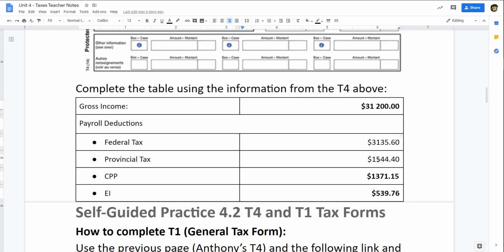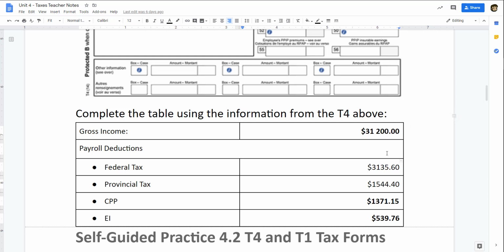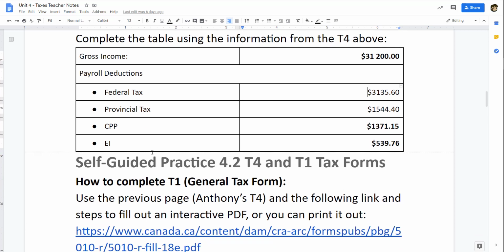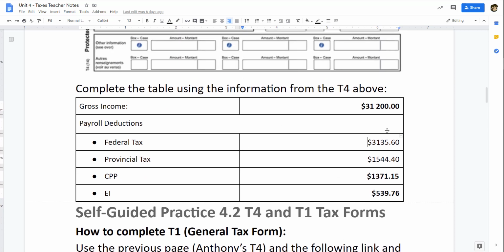If you can do this table without my help, you will be fine when we do the tax forms for practice. And that is what's coming up next. I'm going to end this video, and I will post it on Google Classroom once it's all done. And then I will post the next video talking you through how to do the guided practice.